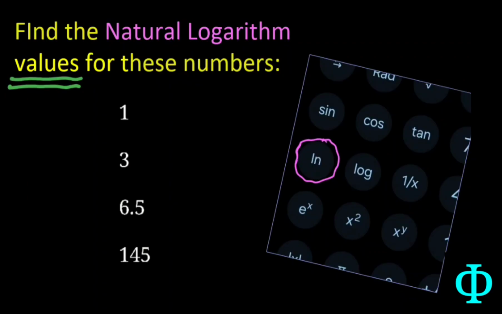Now, on your calculator, practice finding the natural logarithm values for the following numbers, using the ln function. Press the ln button, and then the number you want the natural log value for. Then press the equals button. Pause the video.